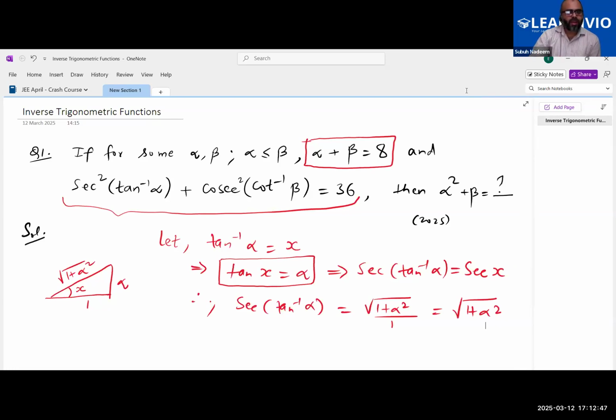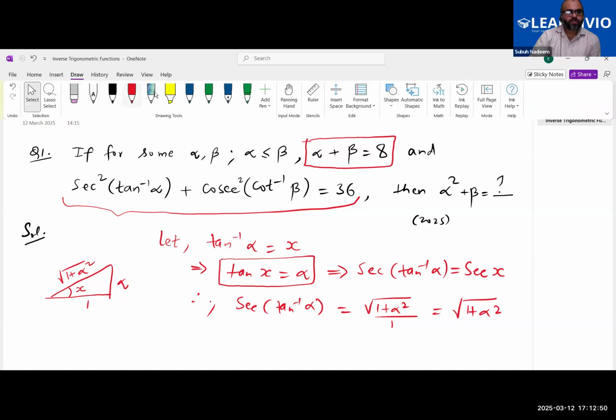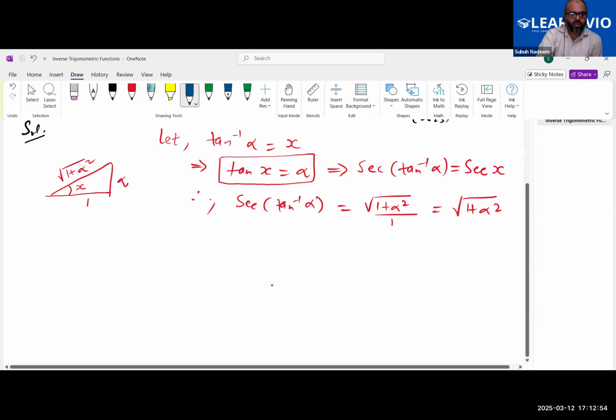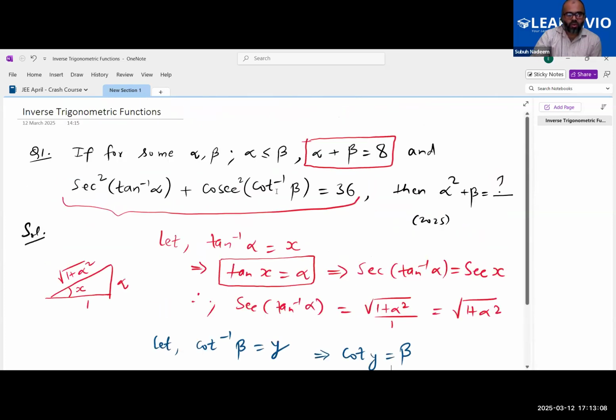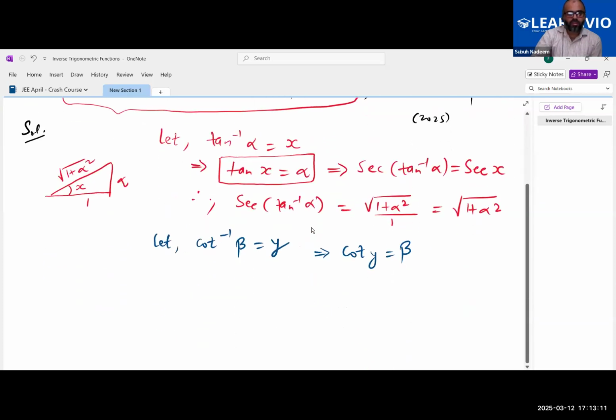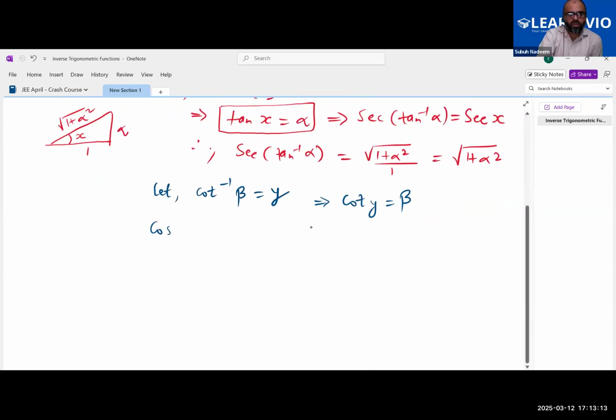In a similar manner, we will also find cosec of cot inverse beta. Now let cot inverse beta be equal to y. This means that cot y is equal to beta. Now we have to find cosec of cot inverse beta, which will be equal to cosec of y.